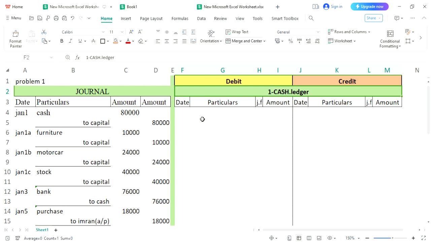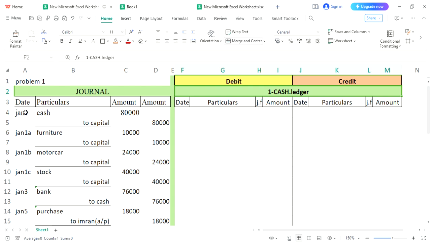If it is debit, you will choose the debit side, write amount, particulars and date. If this title is present on credit side, you will write date, particulars and amount, but on the opposite side, that means credit side. Let's start our ledger.